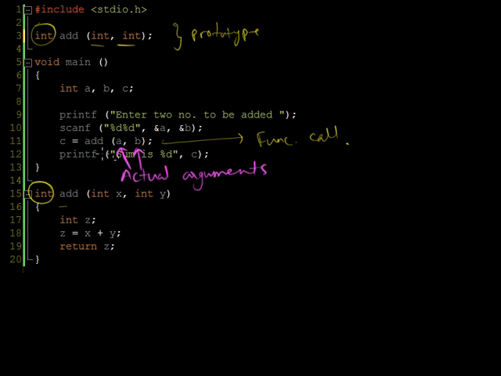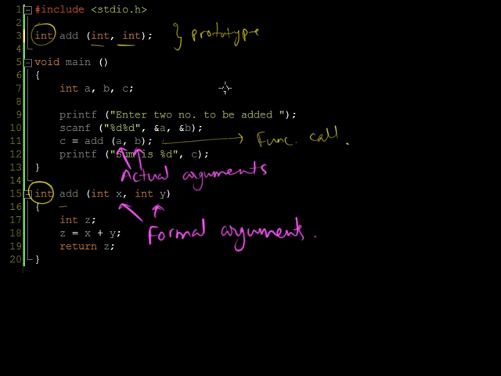What we pass are called actual arguments, and the arguments in which we collect are known as formal arguments. So in the function definition we have formal arguments, and in the function call we have actual arguments. This is just terminology, you must remember it.